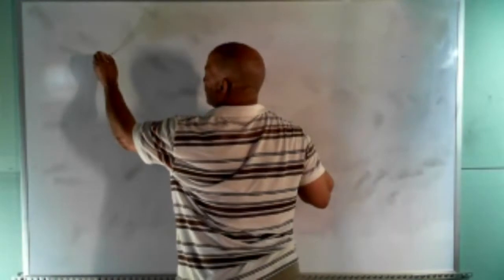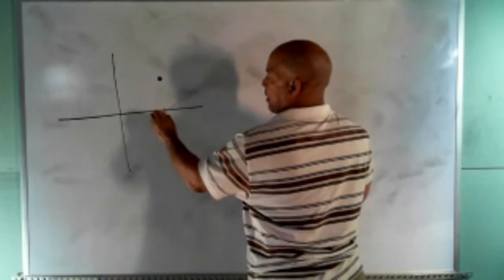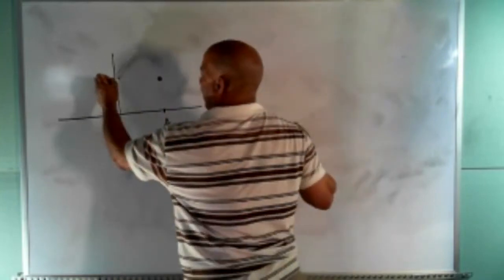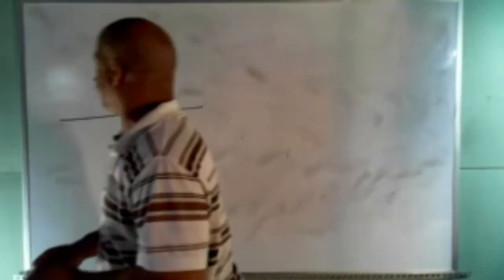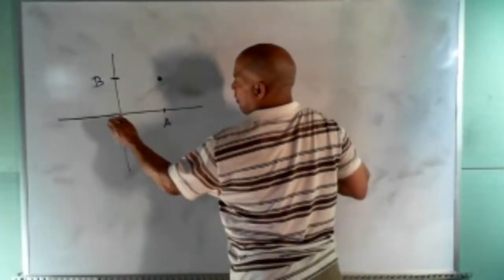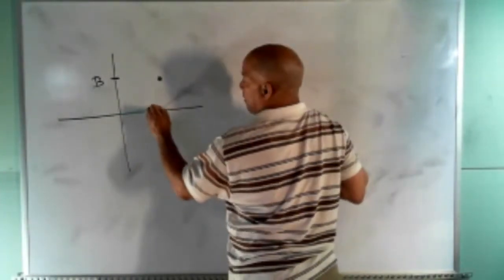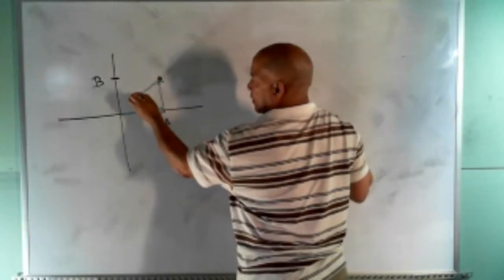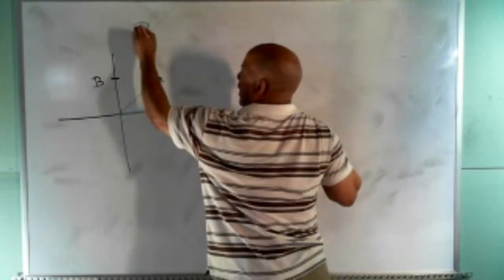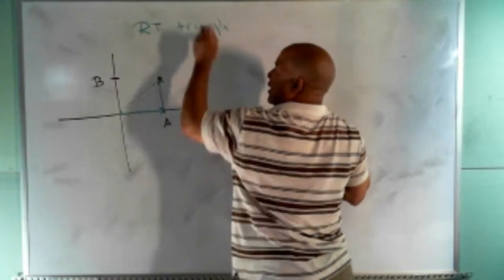So let's say I have my complex plane, and my complex number is right there, and this is A, and that's B. Well, if that's the case, if I go over A units like that, and then I go up B units, you'll notice that makes a right triangle, which is nice because we know all about right triangles.